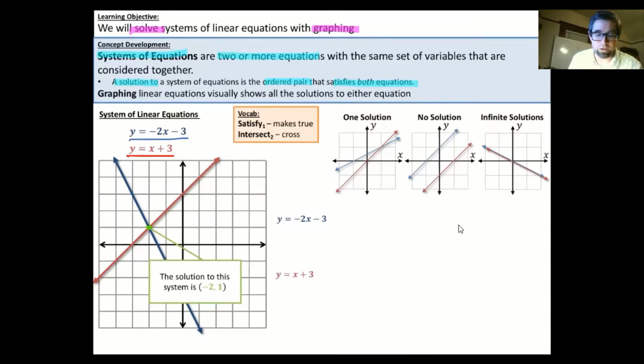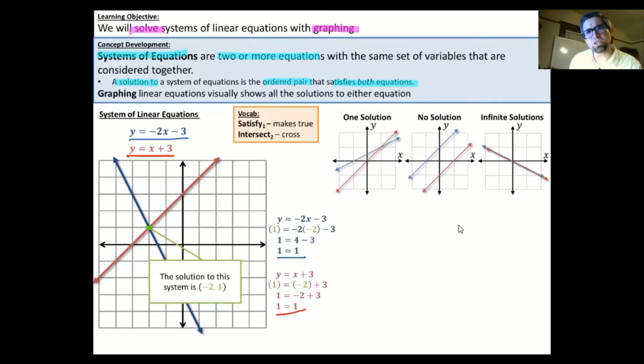Now, when I said that it satisfies both equations, here you can see if I take that point, 1, -2, and -2, 1, and I substitute it into the blue equation, it makes it true. It satisfies it. Same thing with the red equation. If I take that point, -2, 1, substitute it into the red equation, it satisfies that one. It makes that one true. So when I say it makes it true, it means 1 = 1. That's a true statement, and 1 = 1 here. That's a true statement. That point satisfies the equations. It makes them be true.